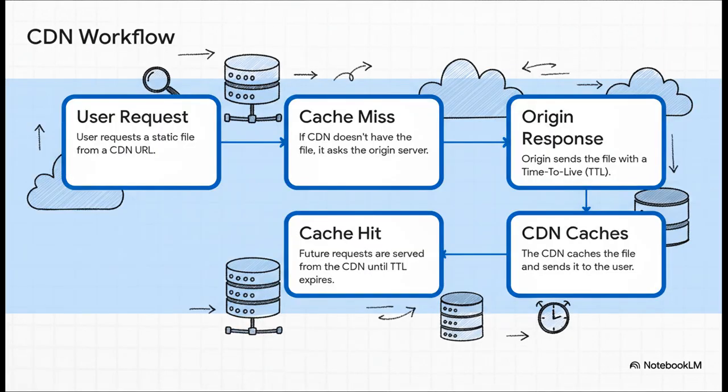So let's say a user in London requests an image. The CDN serves it from a server that's physically close to them, maybe in London or Paris. That's way faster. And if that server doesn't have the image yet, it only has to go back to your main server once to grab it, cache it, and then serve it to everyone else in that region.